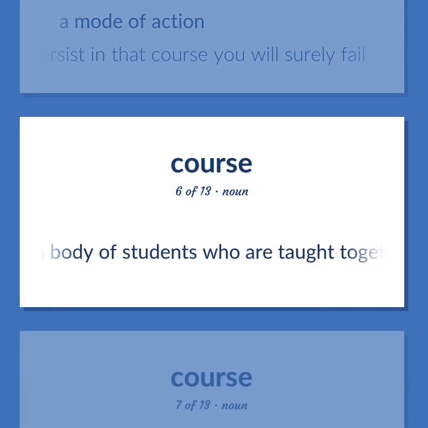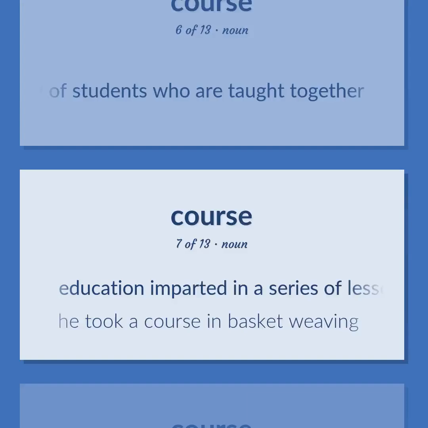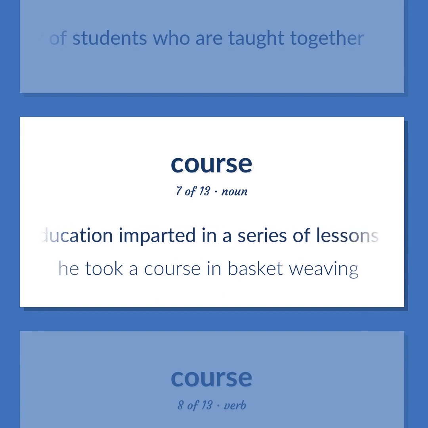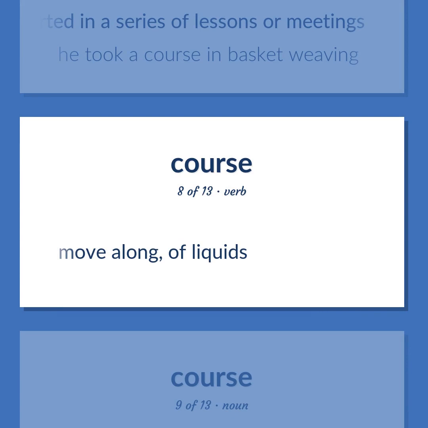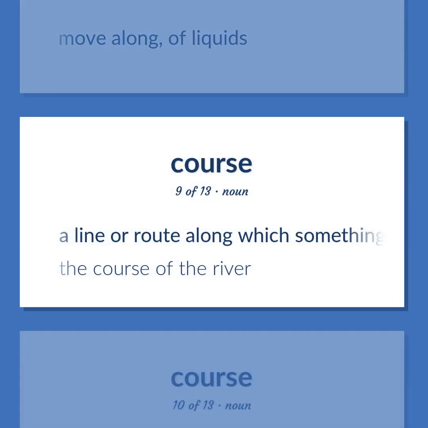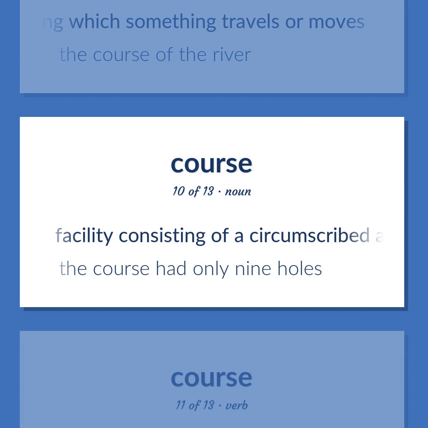A body of students who are taught together. Education imparted in a series of lessons or meetings. He took a course in basket weaving. Move along, of liquids. A line or route along which something travels or moves. The course of the river. Facility consisting of a circumscribed area of land or water laid out for a sport. The course had only 9 holes.